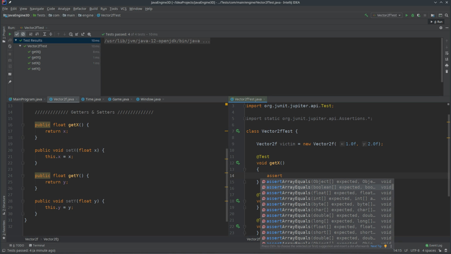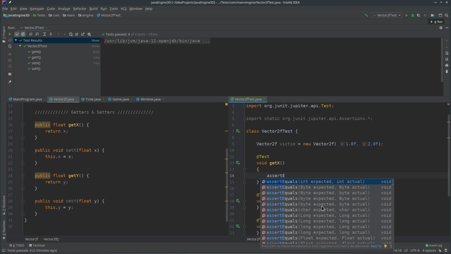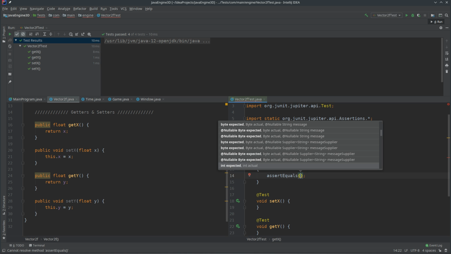What do we got? True equals. Float expected. Yeah. Okay. That's array equals. Wow, these are huge. Not equals. Anything else down here? Ah, here we go. Oh wow, this is awesome. Wow, this has tons. Equals. Something equals something. So I will put in.